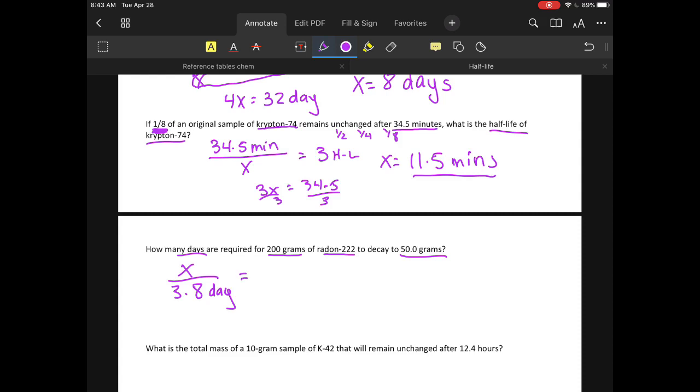And to solve this, I need to know the number of half-lives that have passed. So I started with 200 grams and 50 grams remain. Half of 200 is 100, half of 100 is 50. That means that 2 half-lives have passed. So 2 half-lives have passed. So that means 2 times 3.8 is going to be equal to X. So 7.6 days are required.